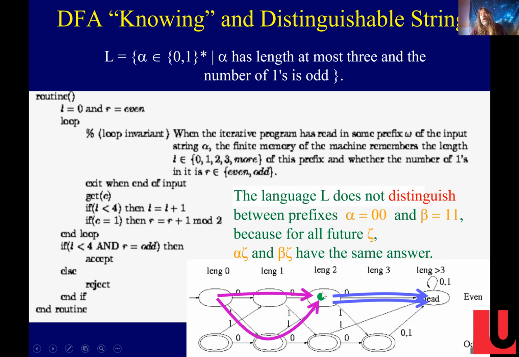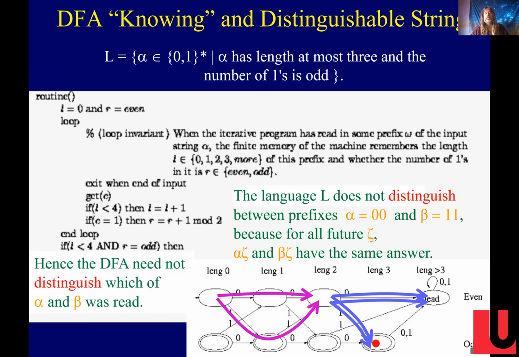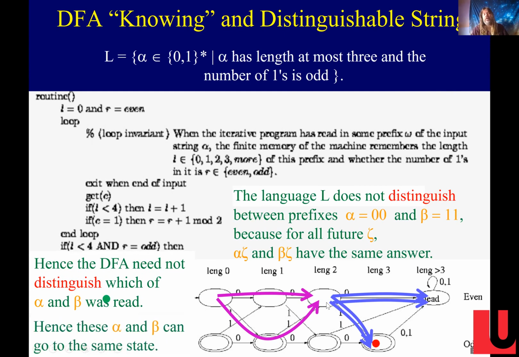Now what about a different future? Here's a different future, and both alpha and beta, if they end up here, will come down here. And now that's their future. Those are both wrong too, I mean, those are both dead too. So because all futures have the same answer, the DFA doesn't need to distinguish them and can put them in the same state. So here they are, in the same state. Everybody follow that?